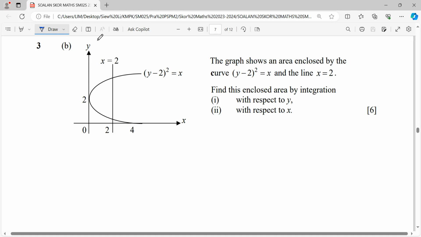Hi everyone, for this question they say the graph shows the area enclosed by the curve (y − 2)² = x and the line x = 2. Find the area enclosed by integration with respect to y and with respect to x. So firstly we have to identify the area enclosed by the curve and the line. The area enclosed by the curve and the line will fall on this region.